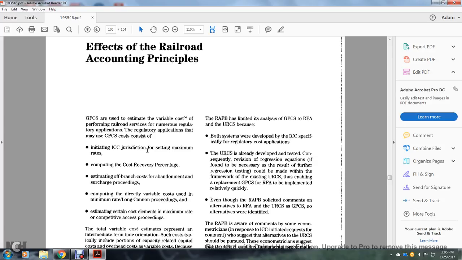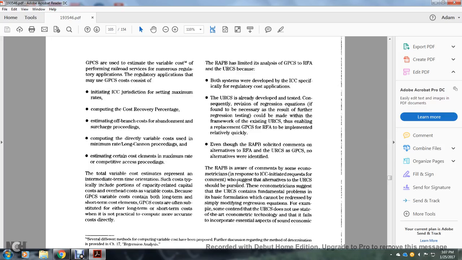or the Uniform Railroad Costing System. Both systems were developed by the Interstate Commerce Commission specifically for regulatory cost applications. The Uniform Cost System was developed and tested. Consequently, the revision and regression of the equation found necessary as a result of regression testing could be made within the framework of the existing Uniform Railway Costing System, which enables the replacement of the General Purpose Costing System for the RFA to be implemented relatively quickly.